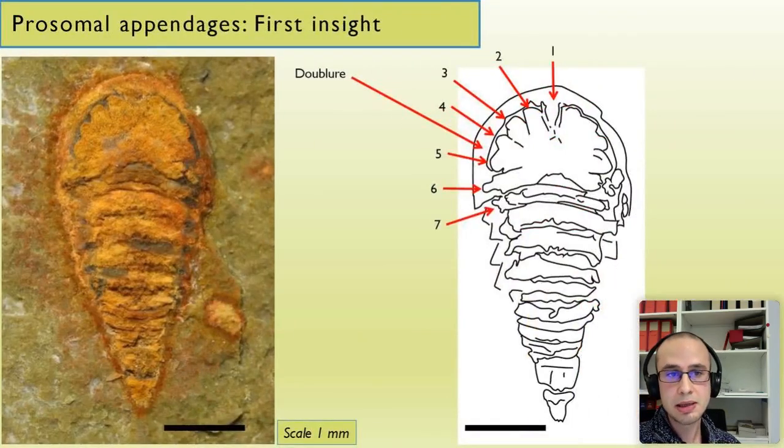But as we said, the appendages are really important for the classification of these animals. So let's have a look at the appendages. This is one of the first specimens that gave us insight about the anatomy. It's not possible to see each single appendage, but it's possible to recognize the number of them and how they are allocated in the body. We have 6 appendages in the prosoma, and the 7th appendage belongs to the first tergite of the opisthosoma.